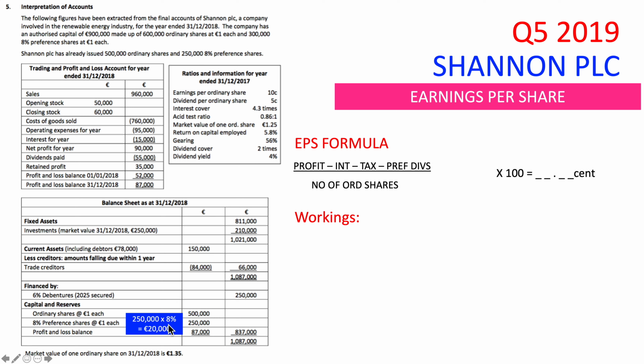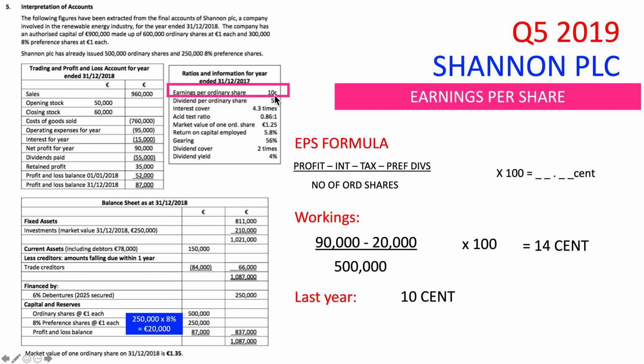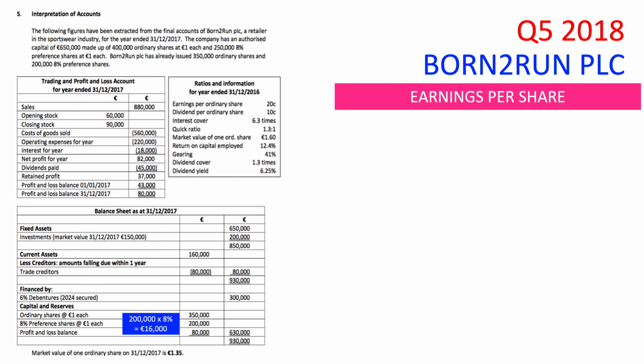I need to find out how much are my preference dividends. So that's 250 by 8%. That's 20,000 euro. So we're going to have 90,000 euro minus your pref dividends of 20,000 euro. And that's divided by the number of ordinary shares, 500,000. So multiply that by 100 then and we get 14 cents. So compare that then to last year's 10 cent, and that is a fantastic positive trend there, it's increased by 4 cents. Happy days.